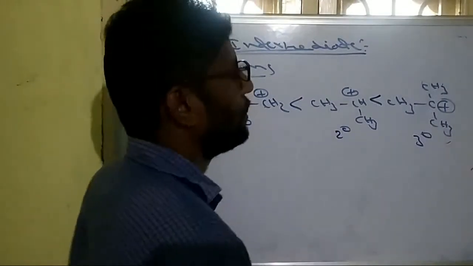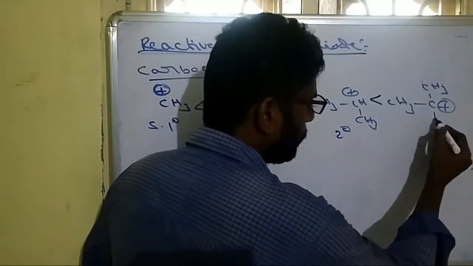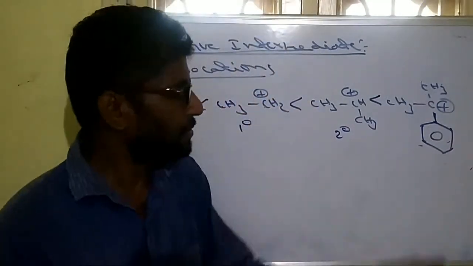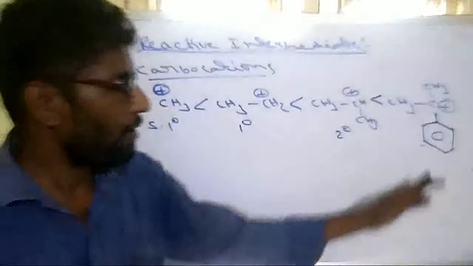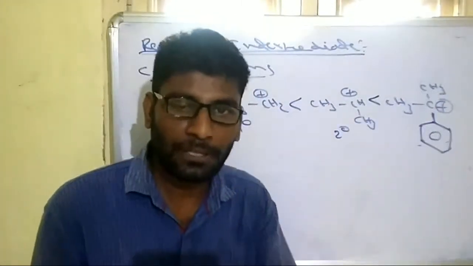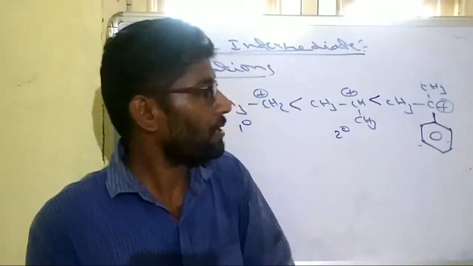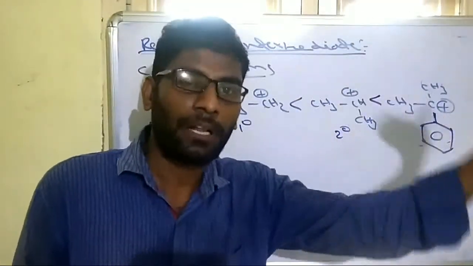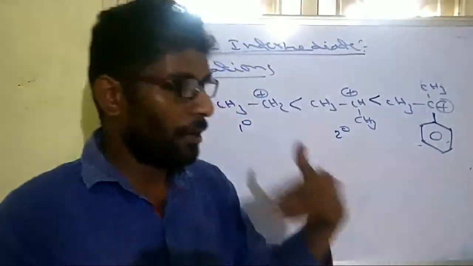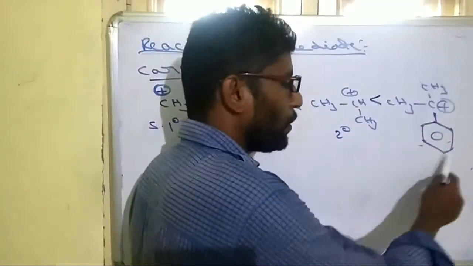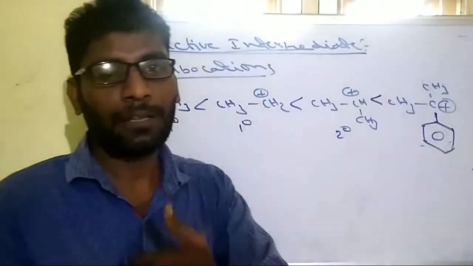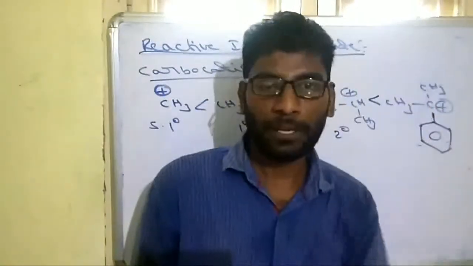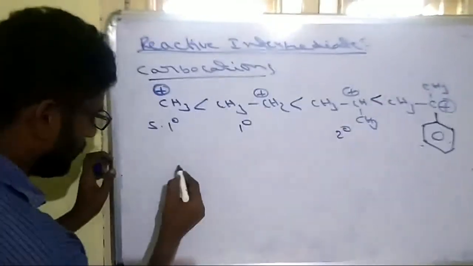Now see this. Suppose in place of this alkyl group, I place benzene. We know that benzene will show resonance, and resonance is more stable than hyperconjugation. The order I have given: highest is aromatic, after that resonance, after that hyperconjugation. So when compared with an alkyl group, a benzene group increases the stability more. That's why wherever benzenes are present, stability increases more.